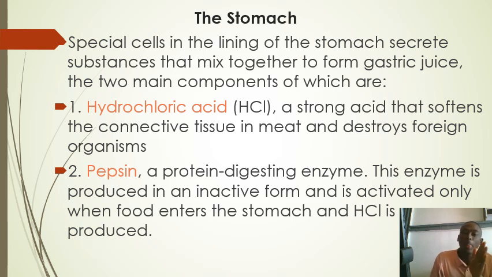The second major component of the gastric juice is pepsin. Pepsin is a protein digesting enzyme. This enzyme is produced in an inactive form and is activated only when food enters the stomach and HCl is produced.